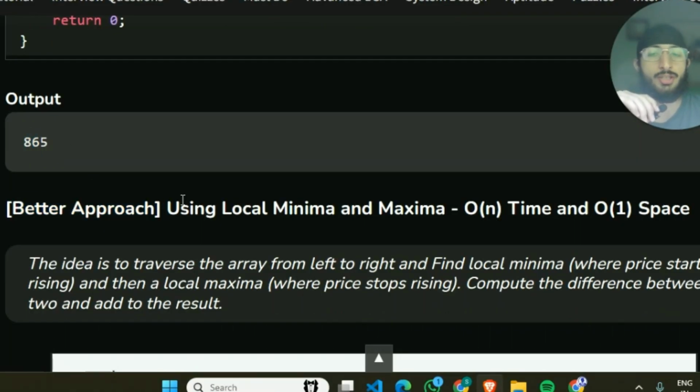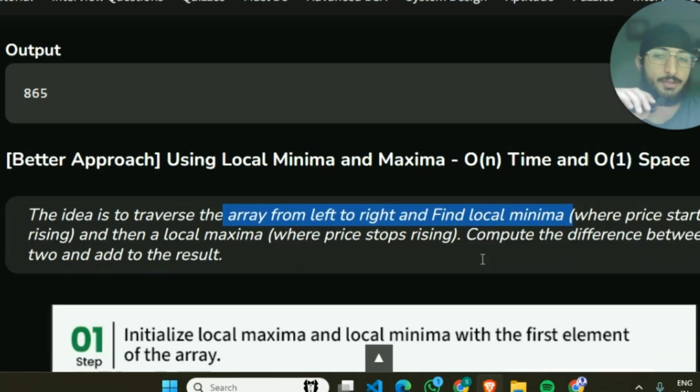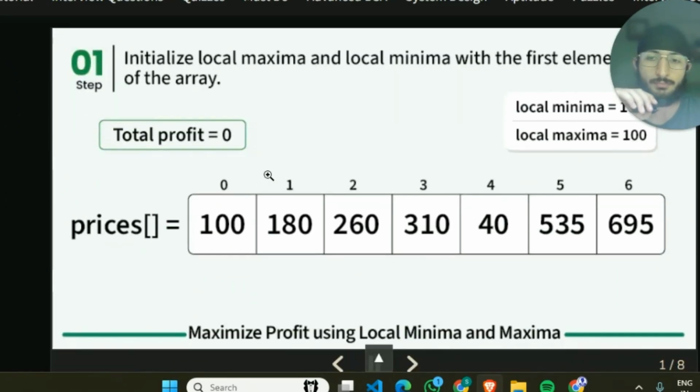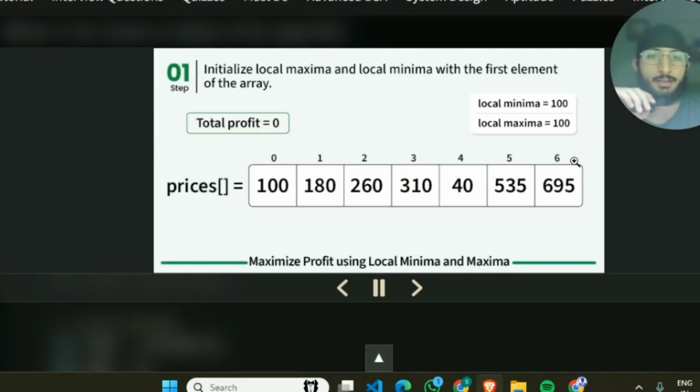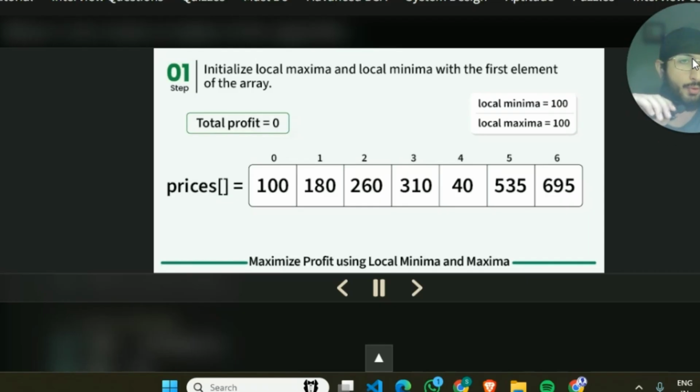Now a better approach using local minima and maxima takes O of n time and O of 1 space. So the idea here is to traverse the array from left to right and find the local minima. That is where the price starts rising. Local minima is the lowest point from where the price would start rising, and then find the local maxima. That is where the price stops rising. Compute the difference between the two and add to the result. Right. So here let us see the whole run through of this algorithm.